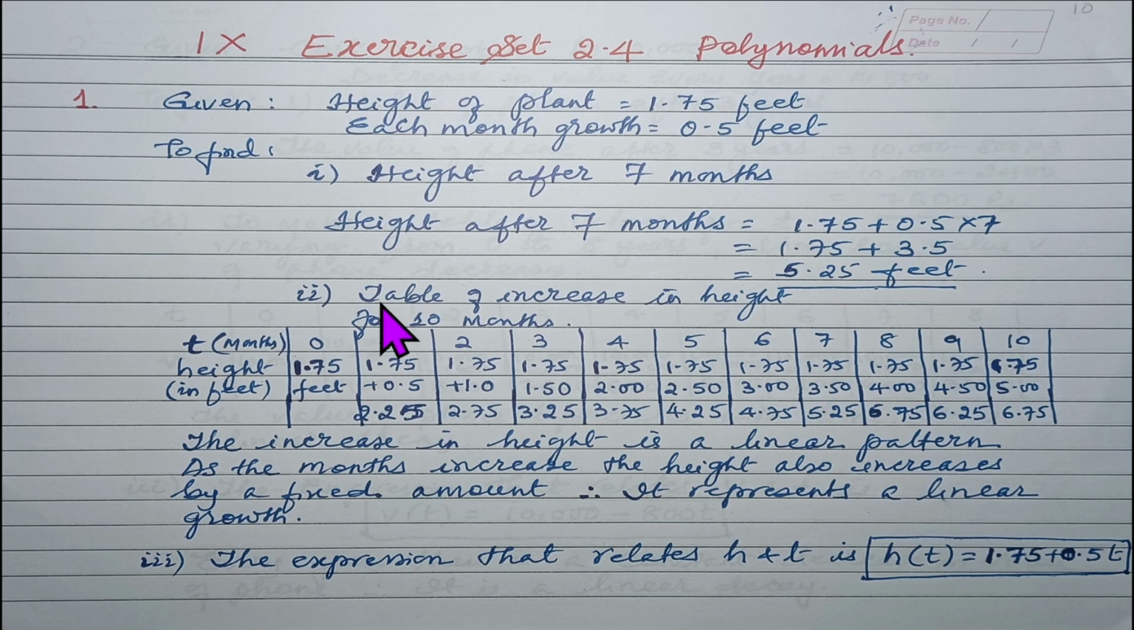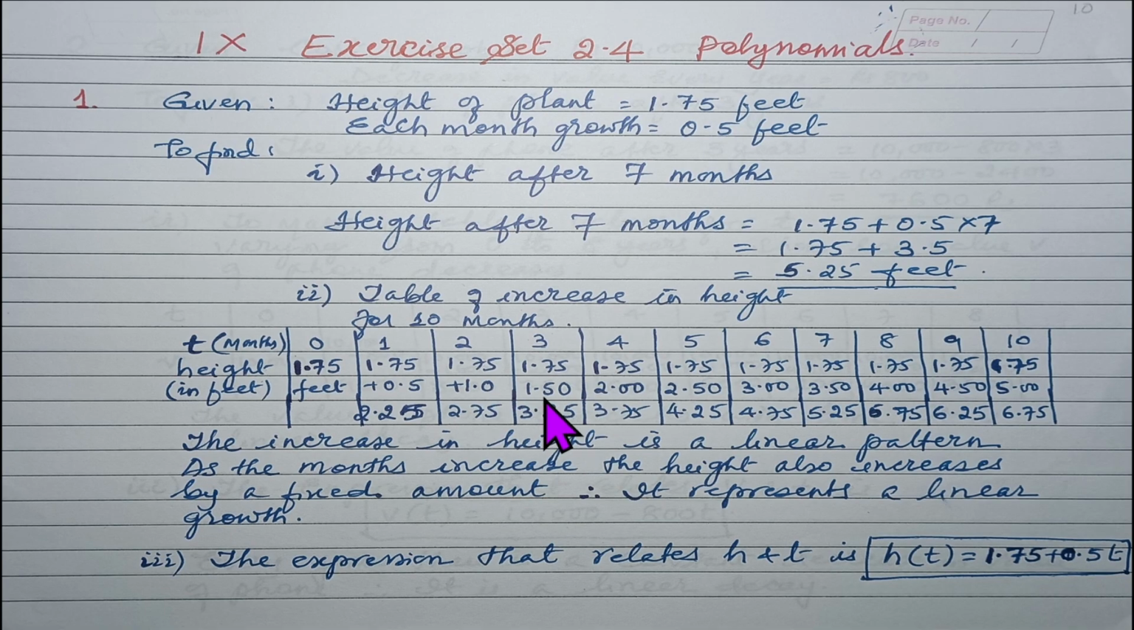Now we have to write a table showing the increase in the height for 10 months, and that's what I've shown here. So for month 0 it is 1.75 feet. In the first month it will be 1.75 plus 0.5 feet, 2.25 feet. In the second month again there will be an increase of 0.5, that means there will be 1 foot increase, 2.75 feet is the new height, and in the third month the total increase in height is 1.5, therefore the total height will be 3.25 feet, and so on.